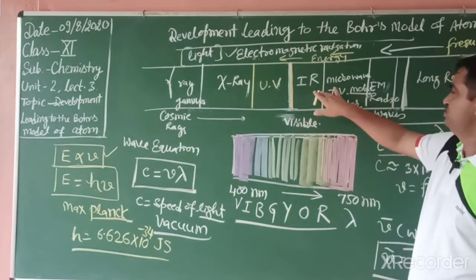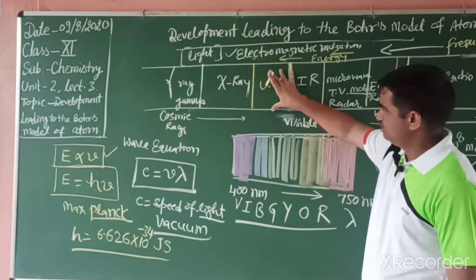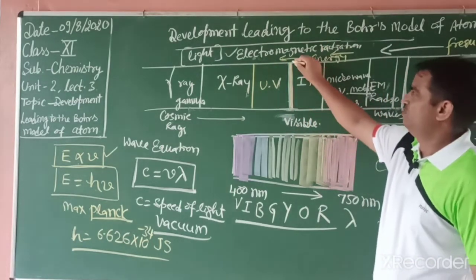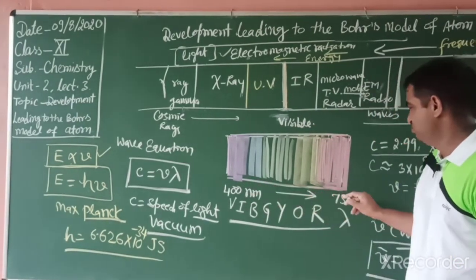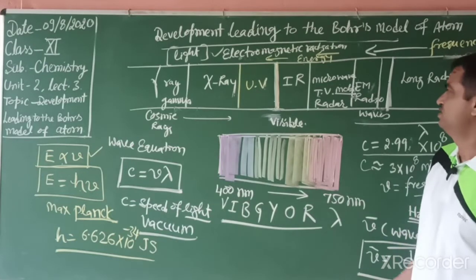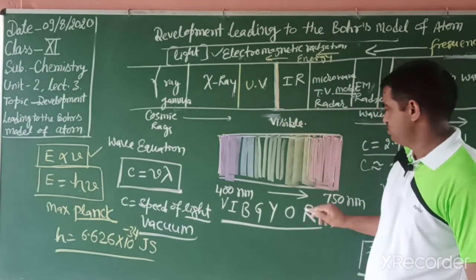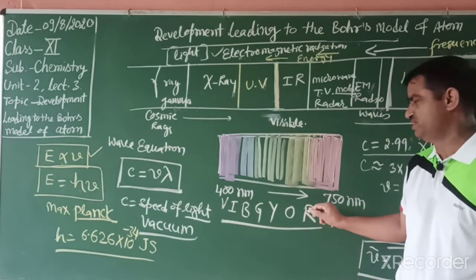So in this way, you remember this area easily. If you remember this spectrum, then you can give many answers. This area is the only visible part, a very small range, 400 to 750 nanometer. And how do you remember? That is the key point. This is VIBGYOR: violet, indigo, blue, green, yellow, orange, red.